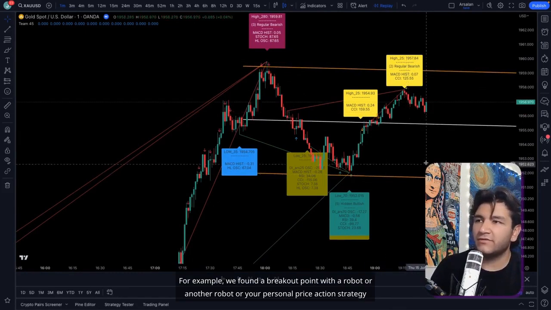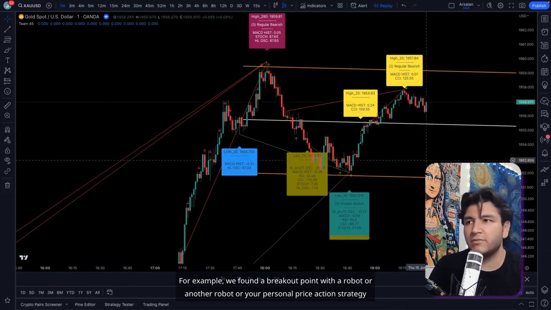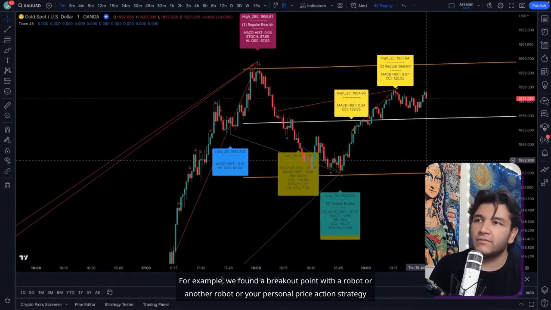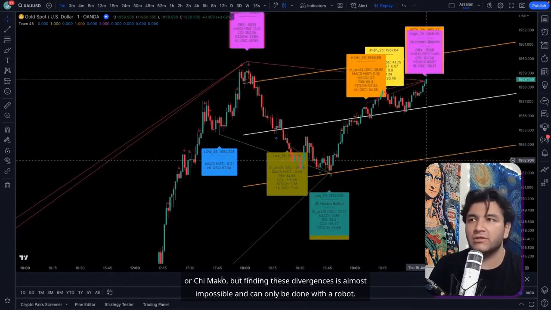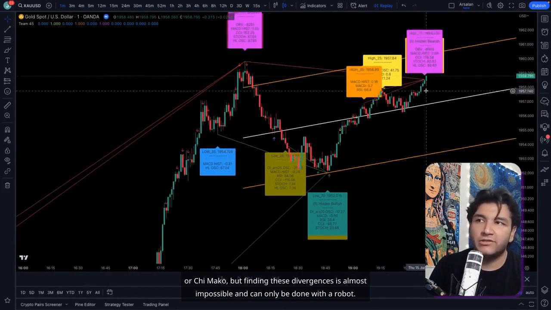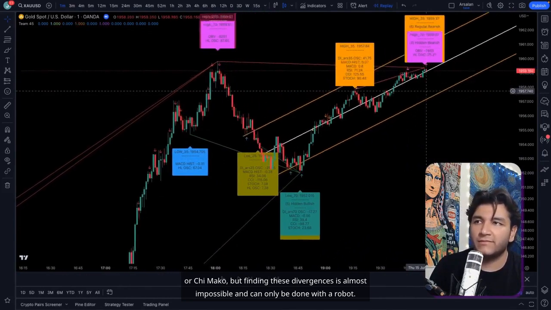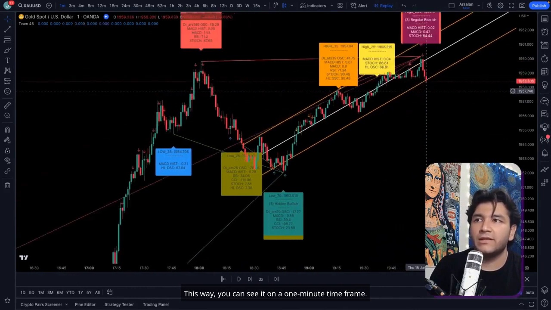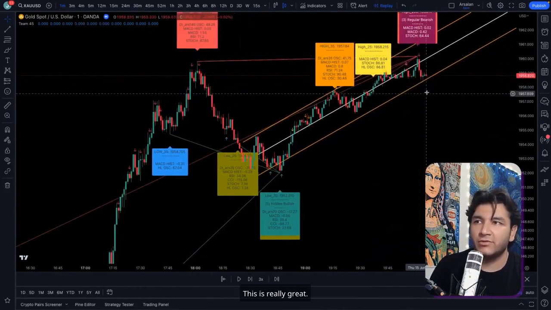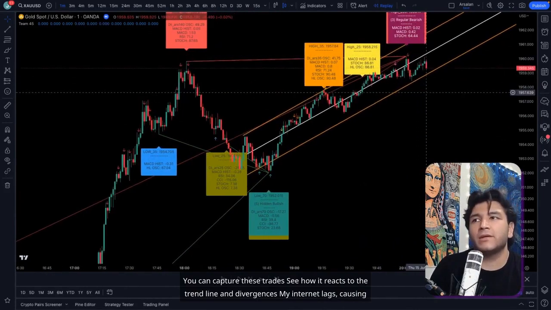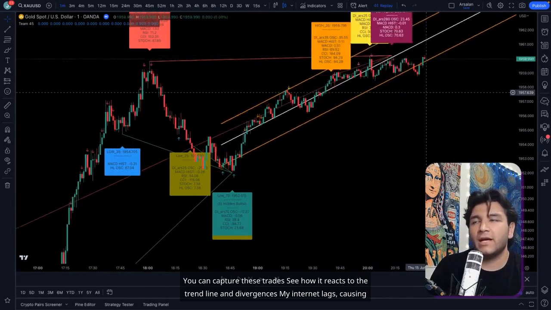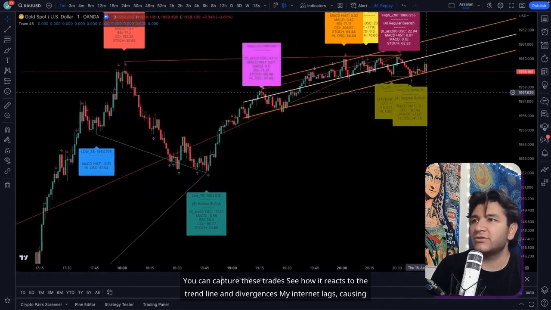For example, we found a breakout point with a robot or another robot, or your personal price action strategy or Ichimoku. But finding these divergences is almost impossible and can only be done with a robot. This way, you can see it on a 1-minute time frame. This is really great. You can capture these trades. See how it reacts to the trend line and divergences.